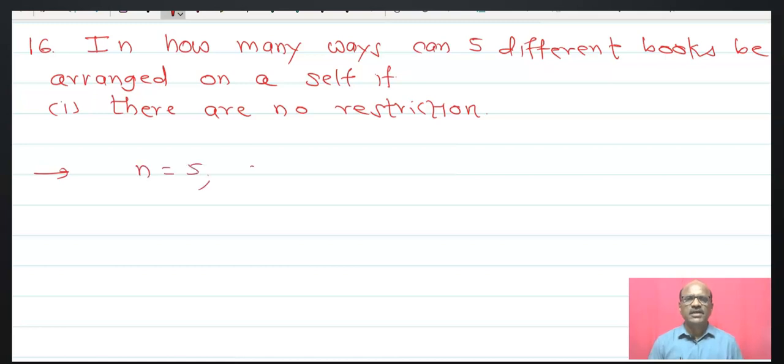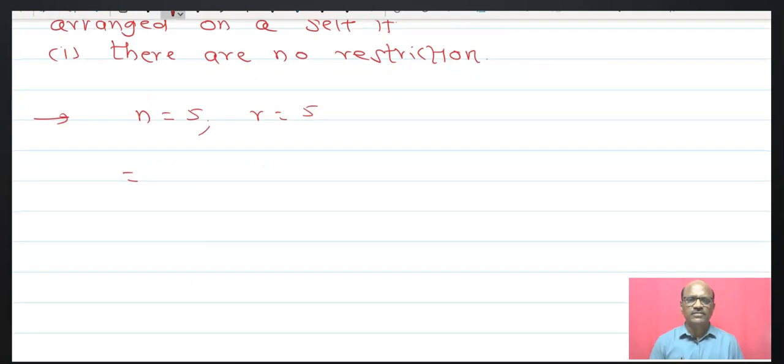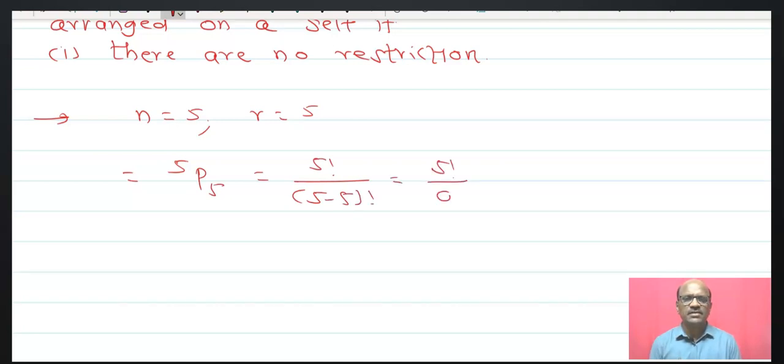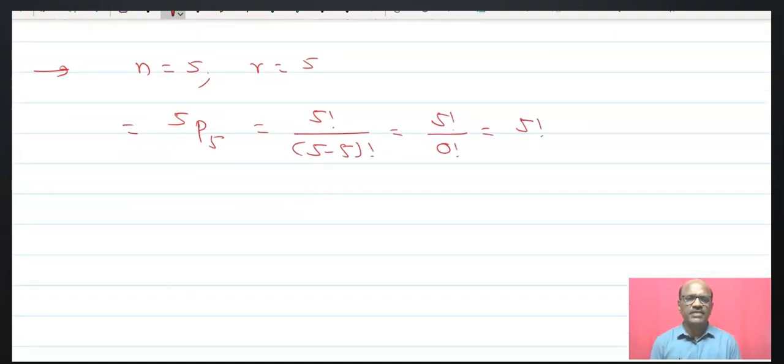First, n is equal to 5, r is also equal to 5. Therefore, they can be arranged in 5P5 ways, that is 5 factorial upon (5 minus 5) factorial, that is equal to 5 factorial upon 0 factorial, that is 5 factorial. And the multiplication is 120 ways.